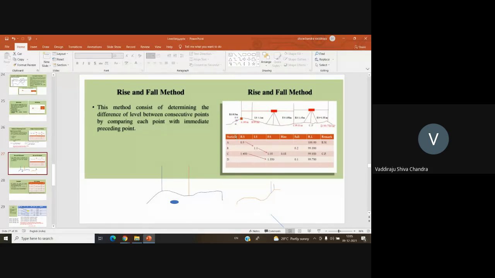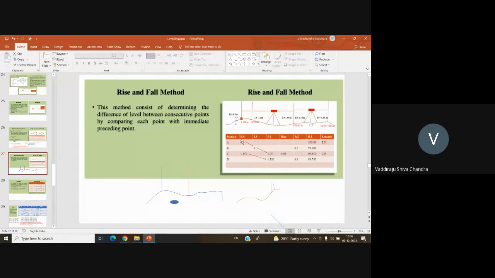The backsight we mention in the backsight column. 1.1 is the intermediate sight, in the second column. 1.05 is the foresight, which we mention in the third column. When the instrument is shifted, you get the foresight and backsight in the same row. So the second backsight, 1.45 meters, is also mentioned in the same row, and the last foresight we mention in the foresight column.